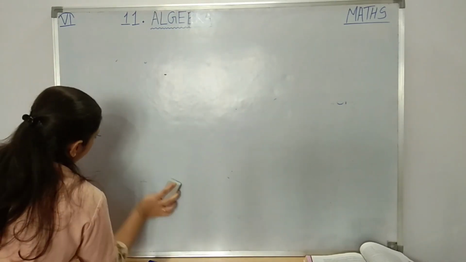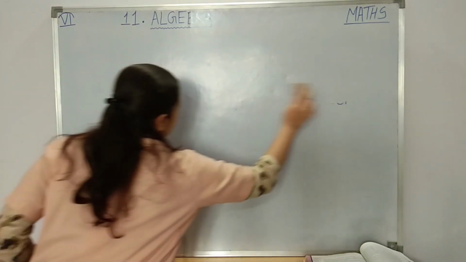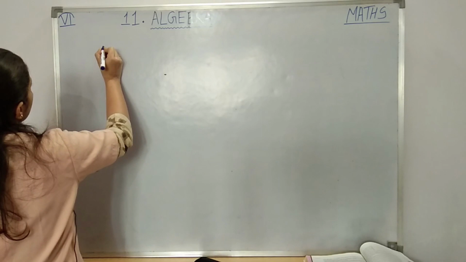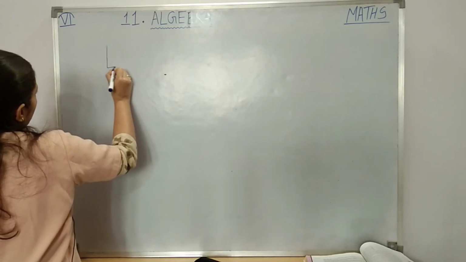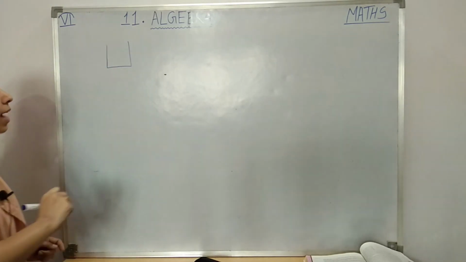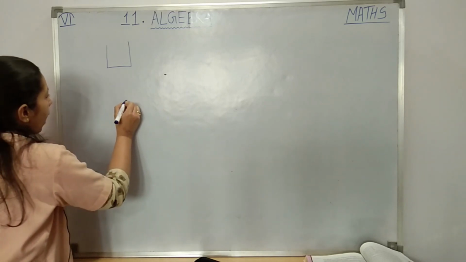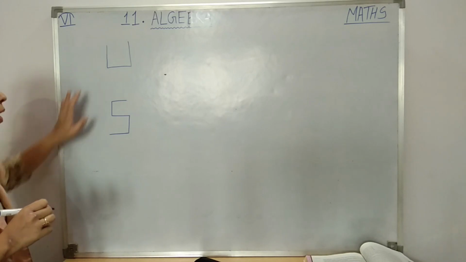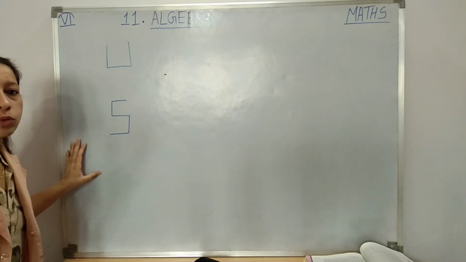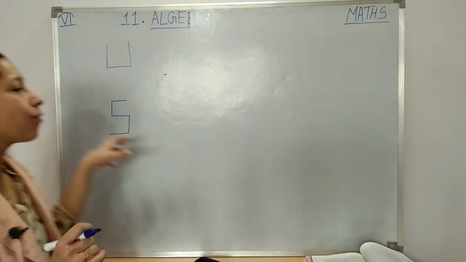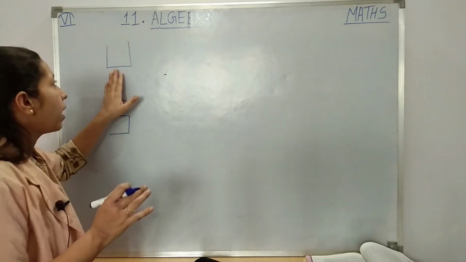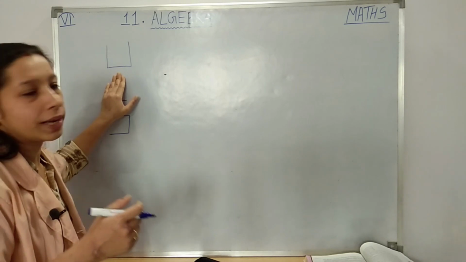Now I want to make a pattern for letter U. I have written U on board and here I am writing S. This U and S I want to make using matchsticks, students. Matchsticks you know, right? So if I want to make a U, how many matchsticks will be required, students?